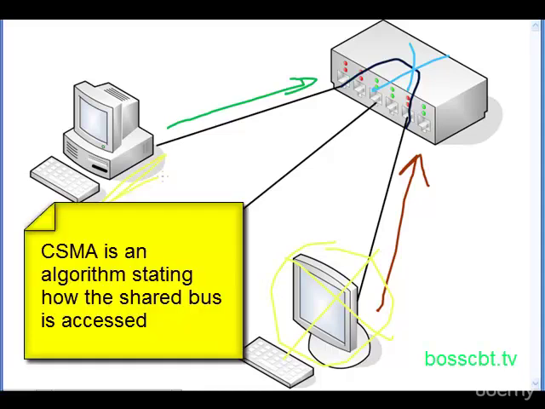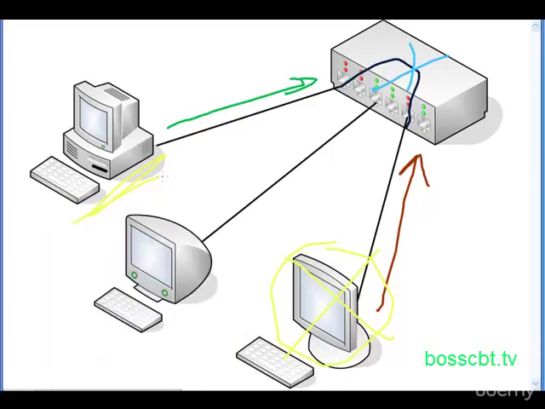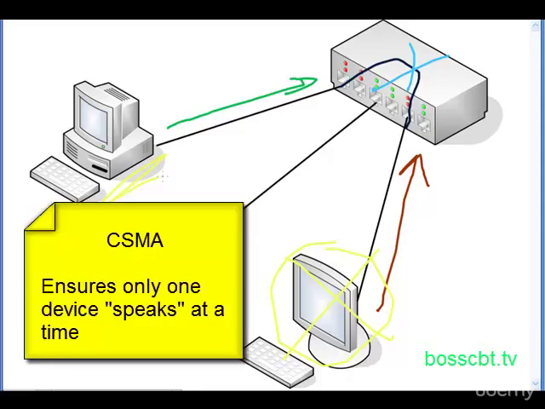CSMA/CD is actually an algorithm, and it states how the shared bus is accessed. You can think of it in terms of a group of people in a room. Say you have five friends hanging out, and they're all talking at the same time. It can be a little bit difficult to understand everything that everyone is saying clearly. What if only one person spoke when no one else is speaking? That's the concept we're working with here with CSMA/CD.